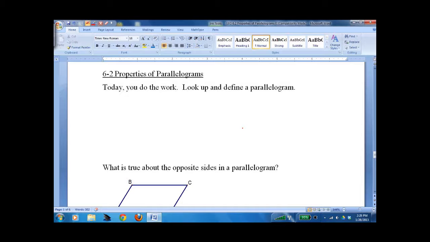Lesson 6.2, Properties of Parallelograms. So when I teach this lesson in school, I have my students do the work. Of course, I'll do it for you. First things first, define a parallelogram.